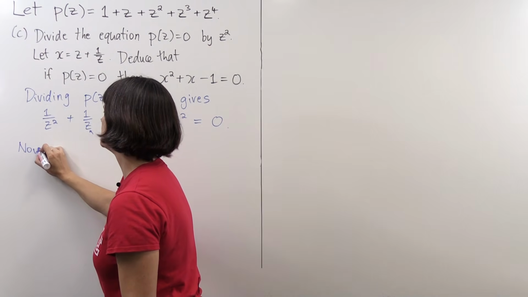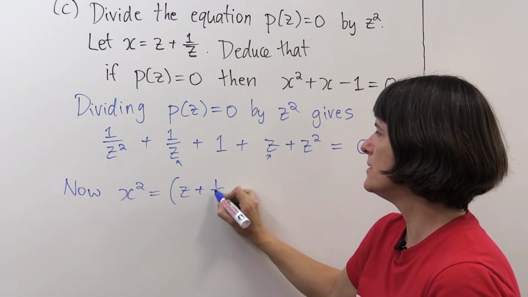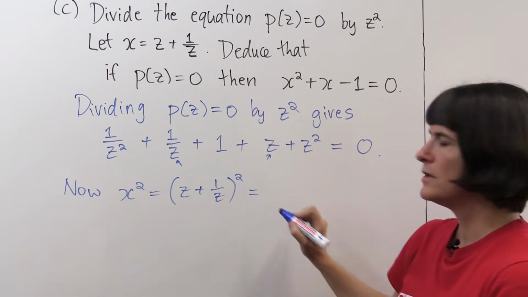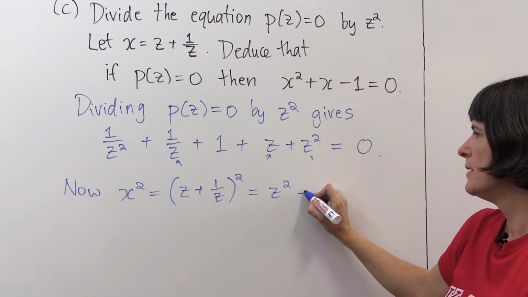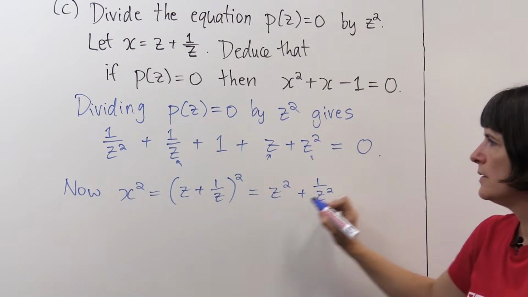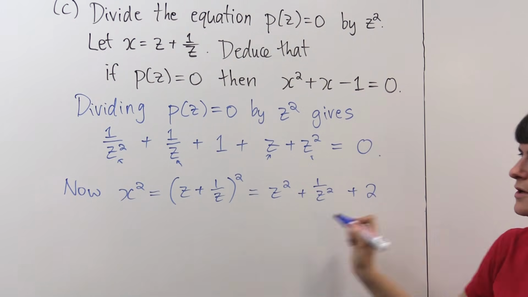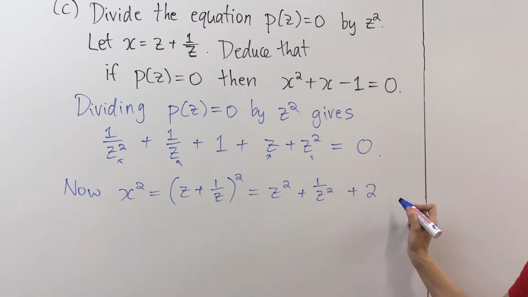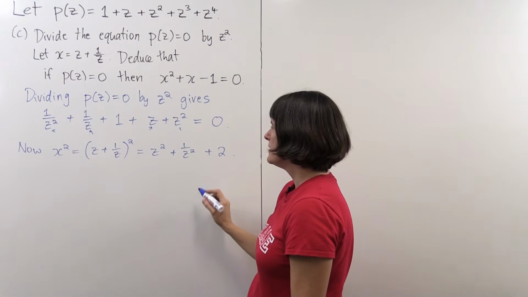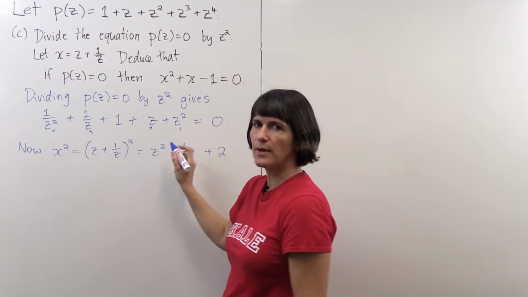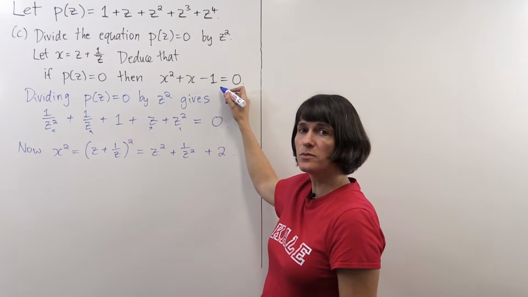What is x squared actually? x squared is z plus 1 on z all squared. So what you'll get from this is z squared that we can see here, plus 1 on z squared that we can see here, but you'll also get the cross term, 2 times z times 1 on z, which is just 2. We don't have 2, we only have 1. So if we replace 1 on z squared plus z squared by x squared, we've introduced 1 more than what we've got, and that's why we're going to have to subtract 1.